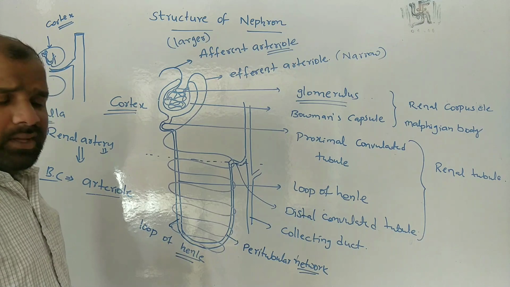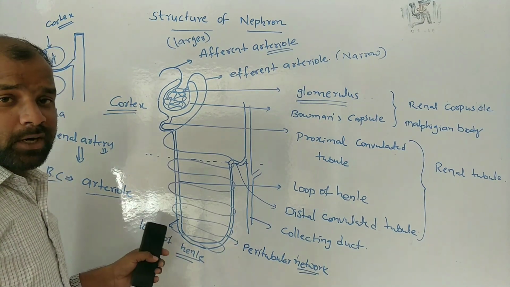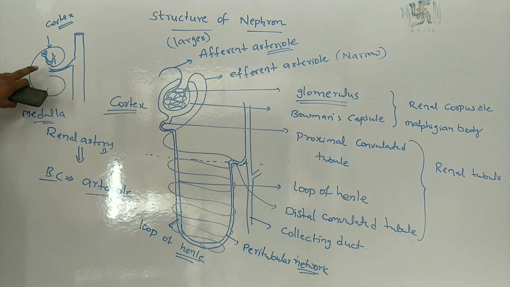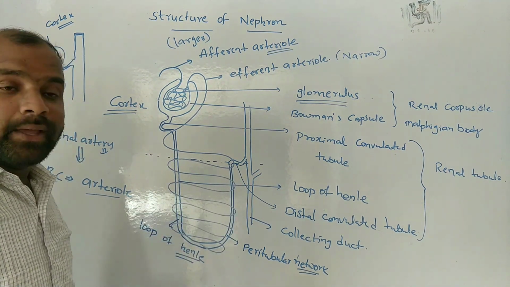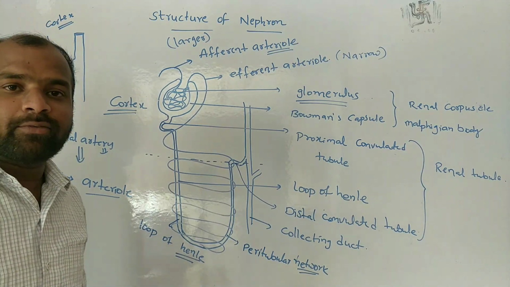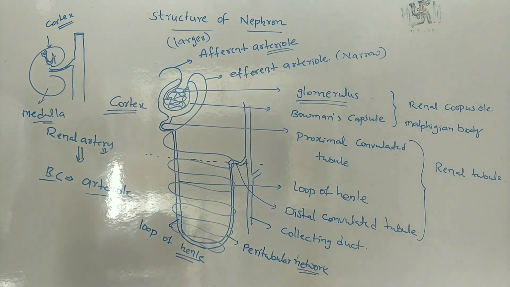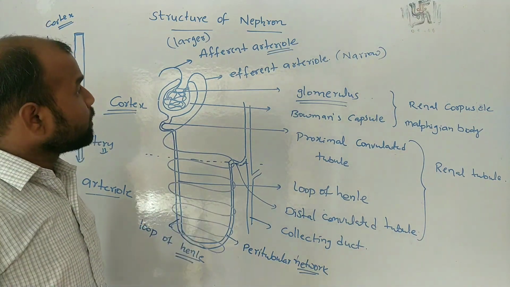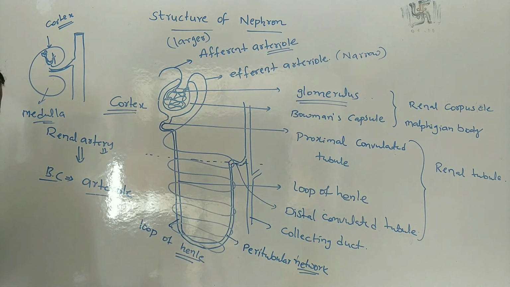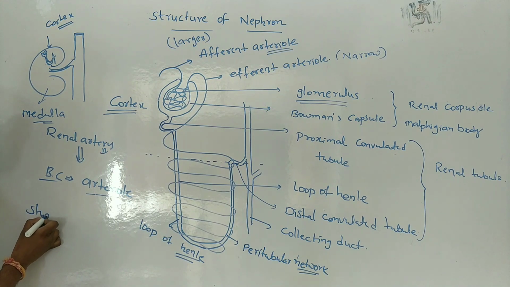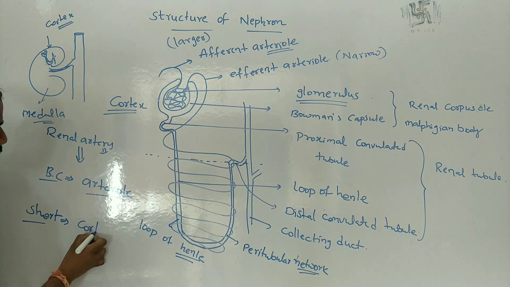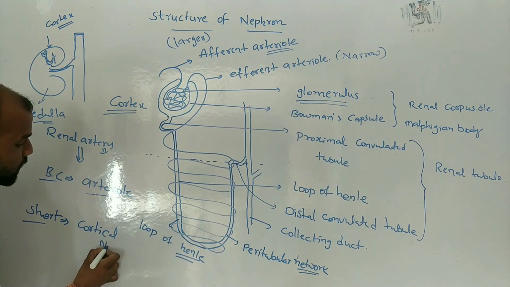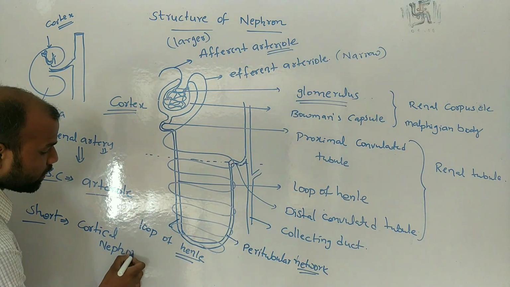Some types of nephrons have a longer loop of Henle, and some nephrons have a very short loop of Henle. The nephrons which have a short loop of Henle are called cortical nephrons.